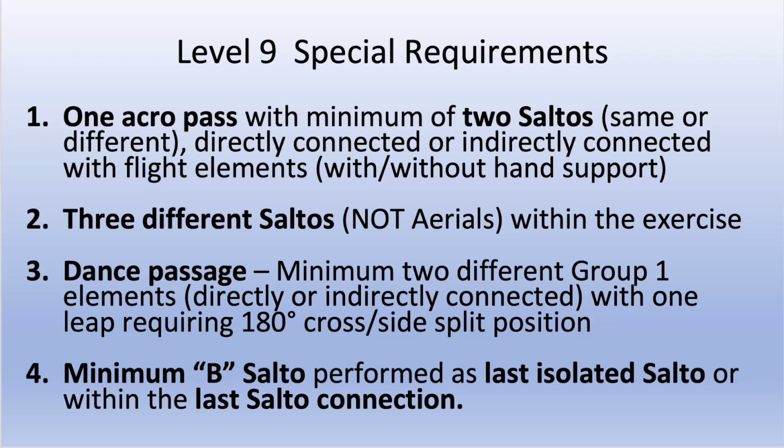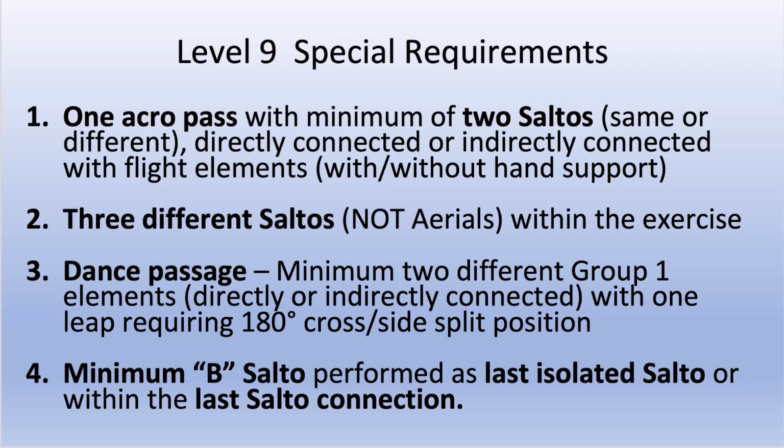The first requirement is 1 acro pass with a minimum of 2 saltos, same or different, directly connected or indirectly connected with flight elements with or without hand support. And now there are no aerials that are included in the salto categories. 3 different saltos, again, not aerials, within the exercise. Those can be in an acro pass. They can be isolated and they can be in a mixed series as well.